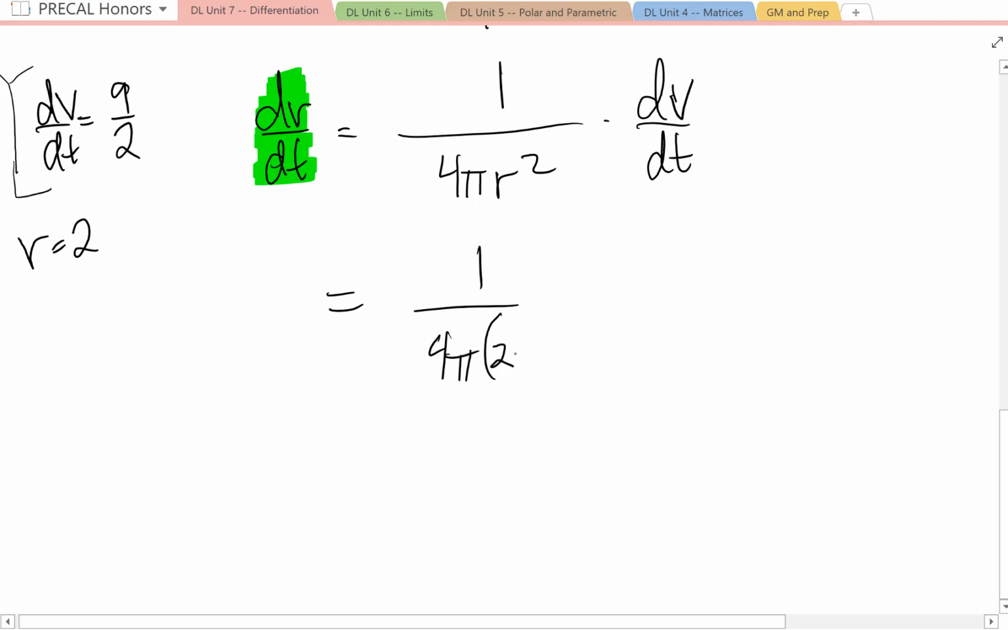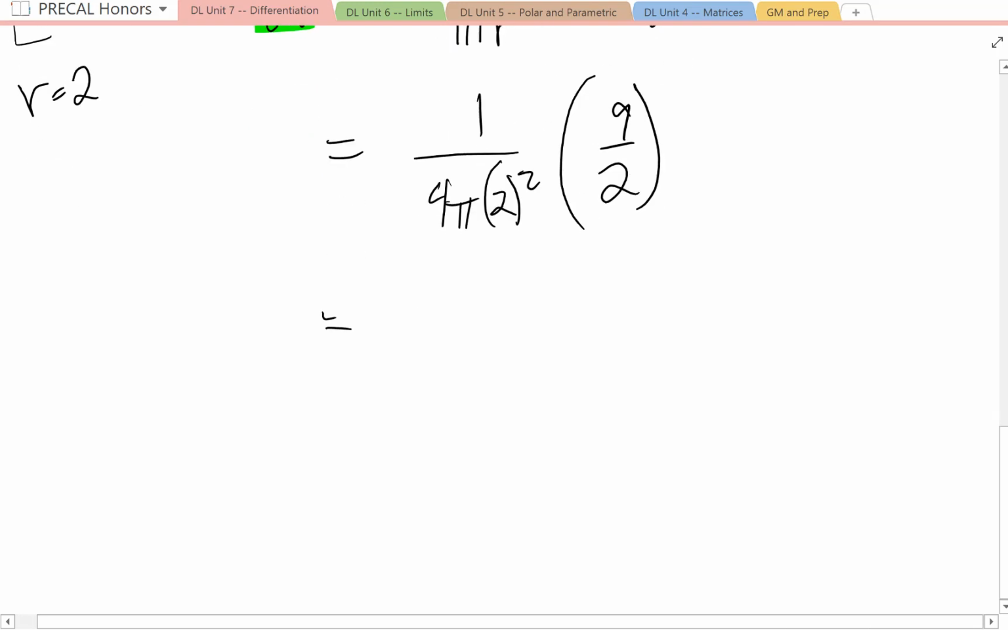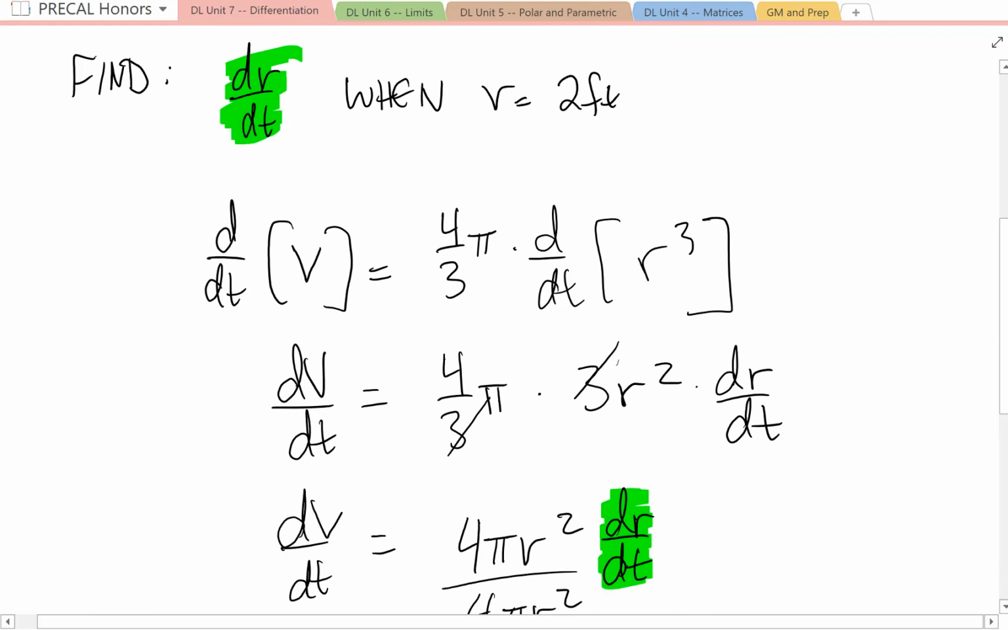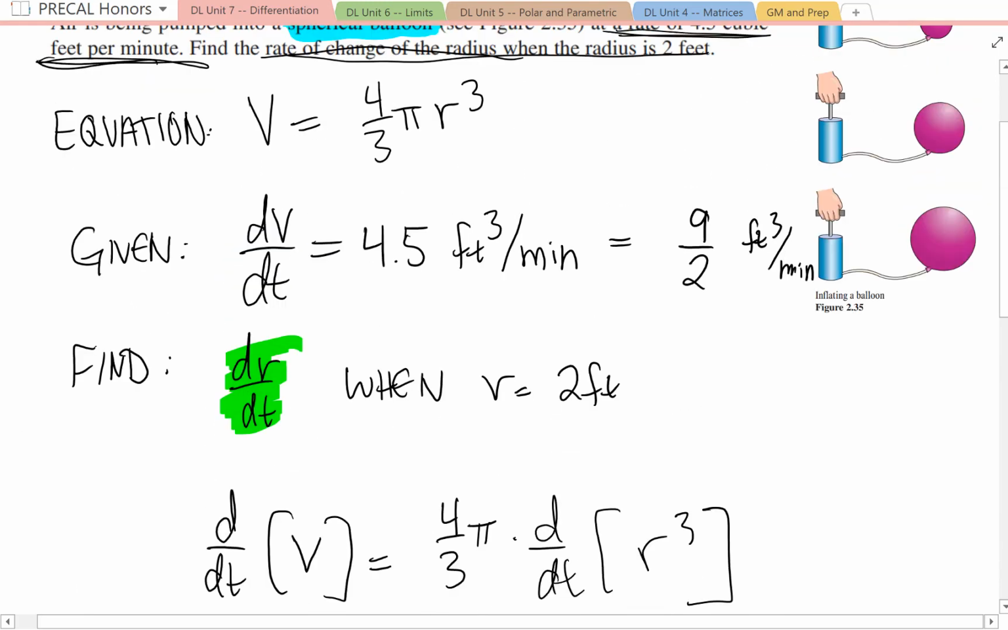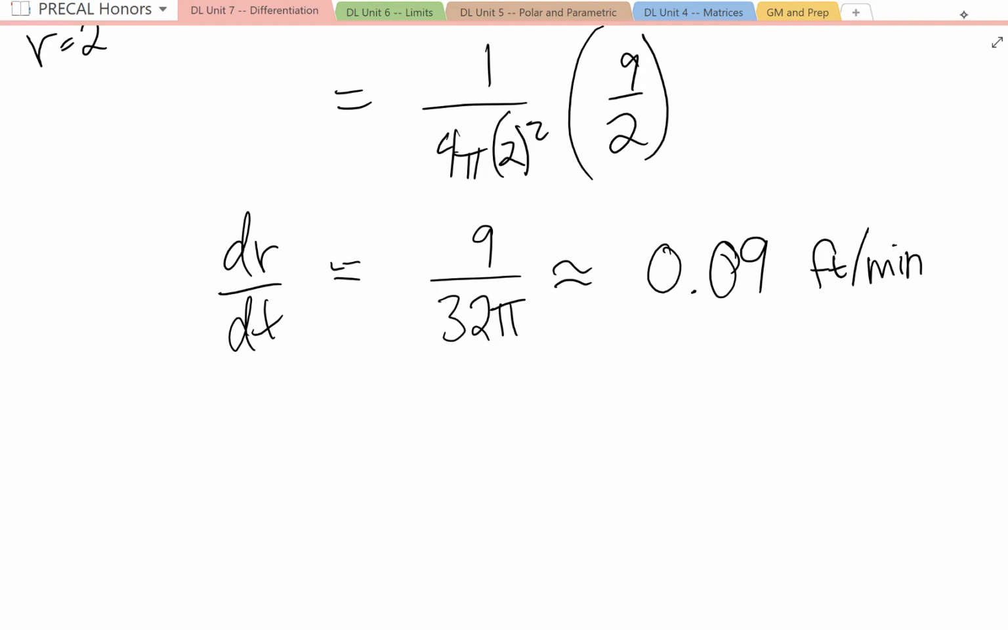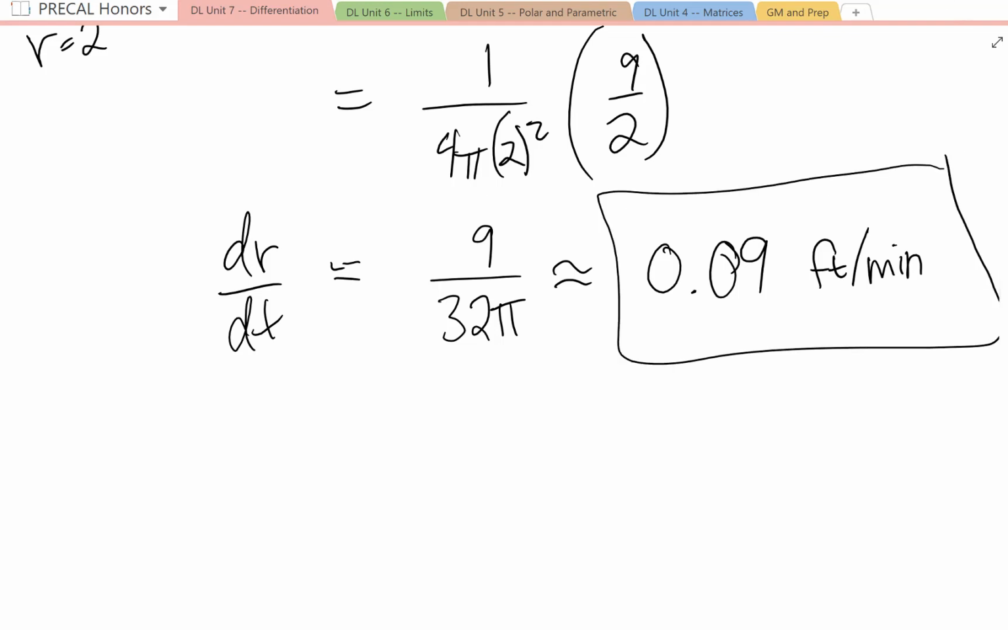1/(4 pi) times 2 squared times 9/2 will simplify to be 9/32 pi. When you plug that into a calculator, you get approximately 0.09, and don't forget your units, okay? The volume was growing at cubic feet per minute, so the radius would be just growing by feet per minute. And that's how the radius is changing.